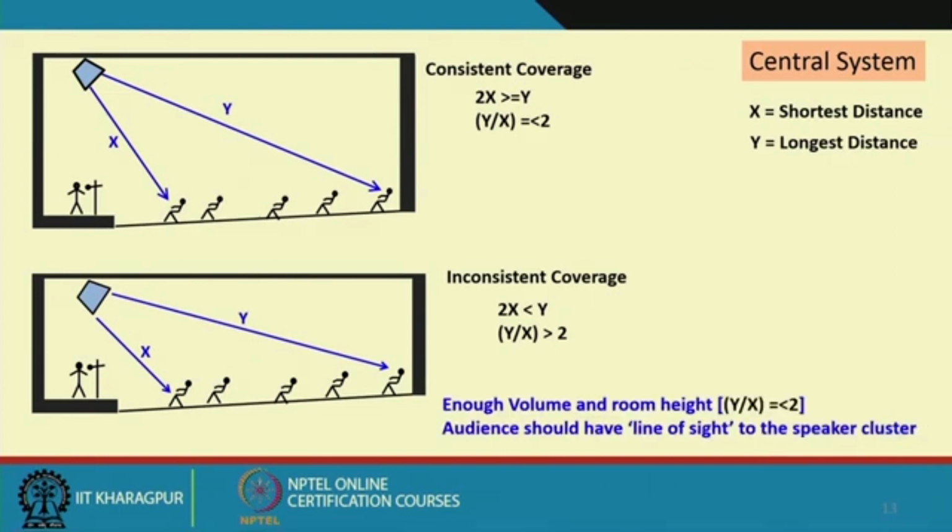So, with enough volume and room height, the y by x ratio should be less than 2, otherwise there will be a consistency problem. Also, the audience should have a line of sight to the speaker cluster. The last audience should be able to see the cluster, so that direct sound can propagate from that point to the last row.